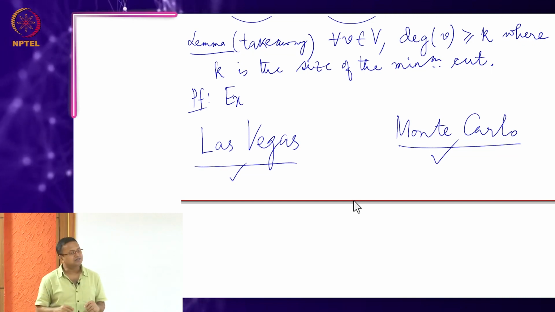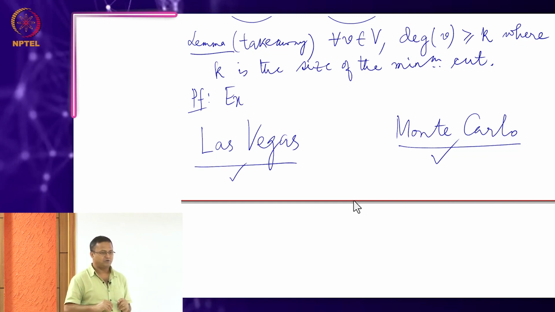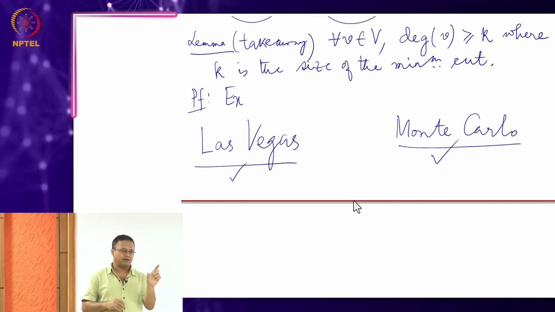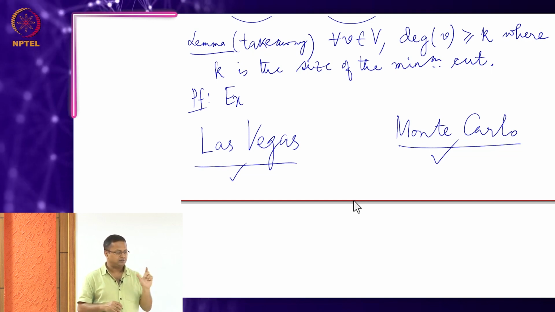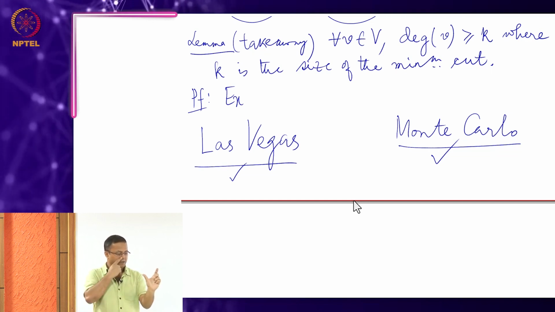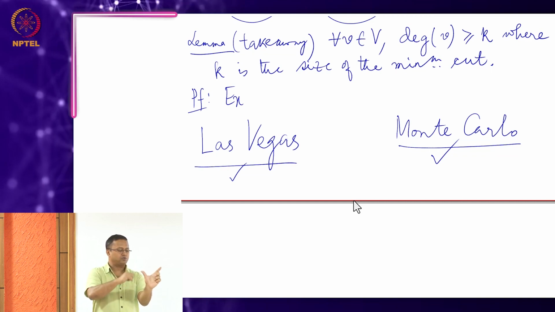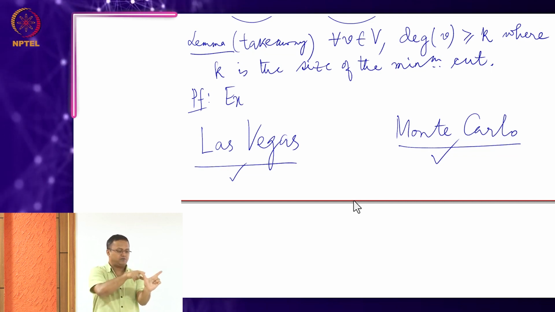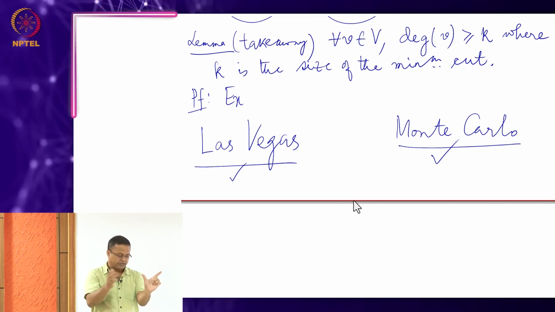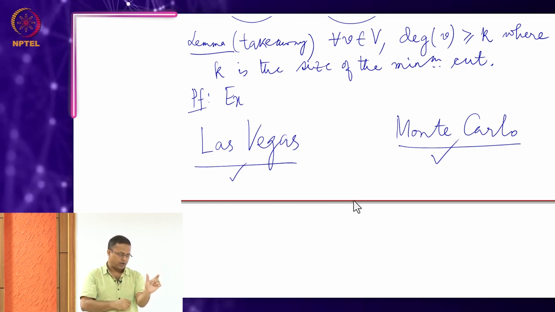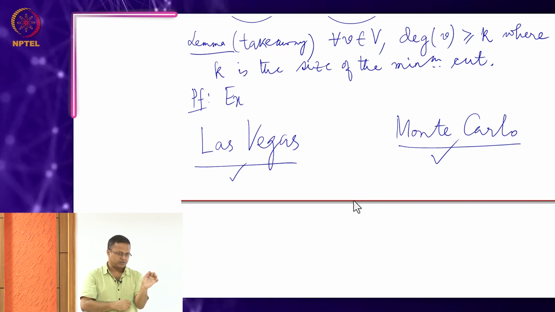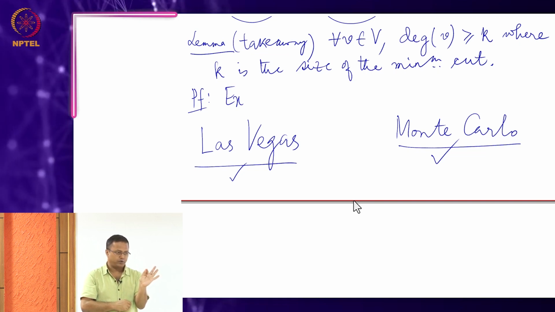So, the algorithm is as simple as this. What you do is pick an edge uniformly at random. So this is an edge between two vertices you have picked uniformly at random from the graph. Collapse these two vertices into a super node kind of thing.